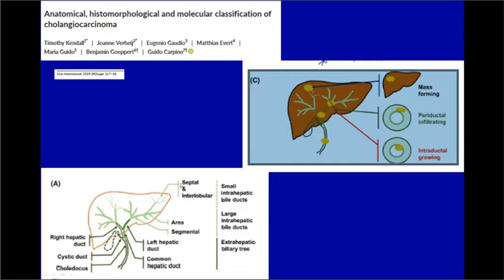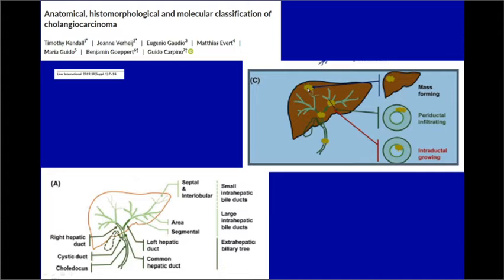They become smaller and represent the septal and interlobular branches of the biliary tract. And these are considered the small intrahepatic bile ducts. So when we see an image, cholangiocarcinoma may either present as a large mass-forming lesion.